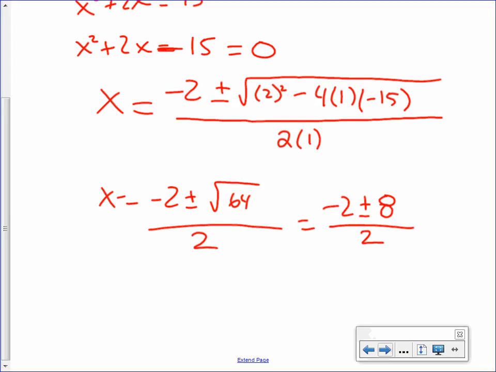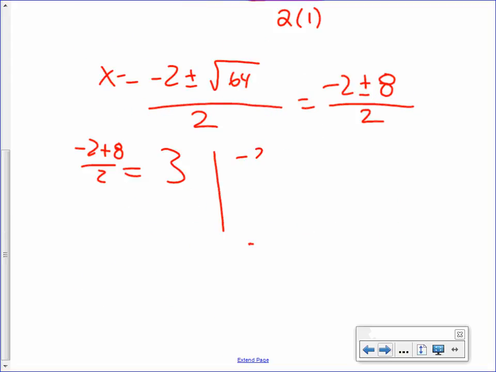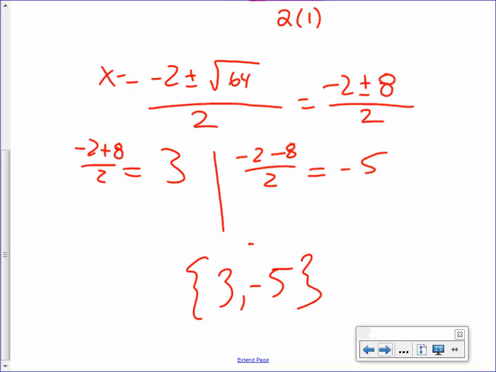Why don't you just add the top or subtract the top and divide by 2? So the first answer is -2 plus 8 divided by 2, which is 3. And then the second answer would be -2 minus 8 divided by 2, which is -5. So my two answers are 3 and -5. Do you have to reduce it all the way down? Yeah, especially since the radical was a perfect square.